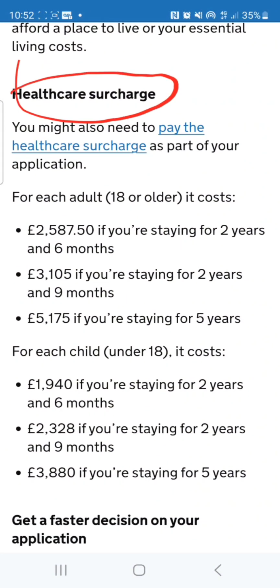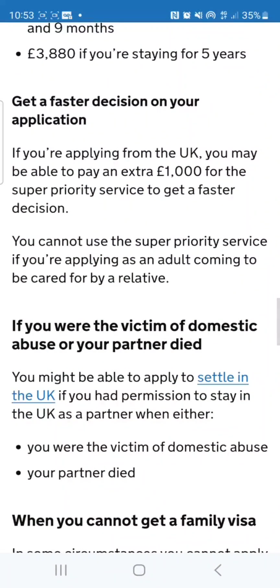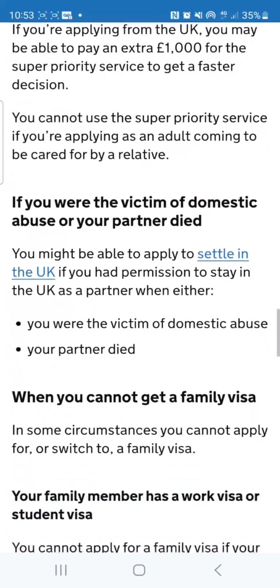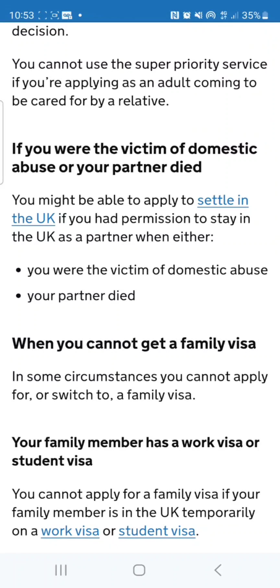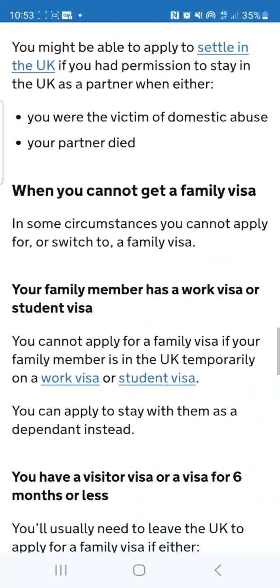There is a healthcare surcharge. For each adult 18 or older, it costs 2,587 and 50 pence for 2 years and 6 months, and 3,105 if you are staying for 2 years and 9 months. And for each child there is a price included. Please see these prices before we apply, if you can afford it.